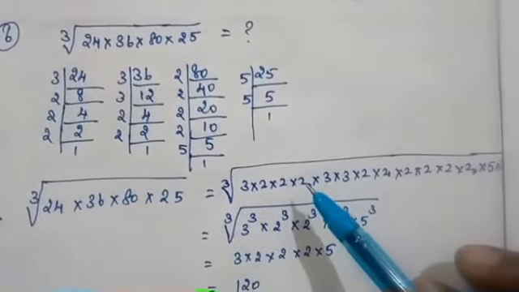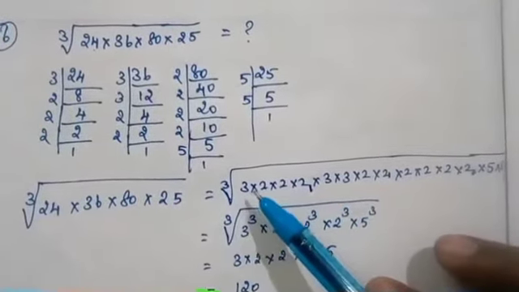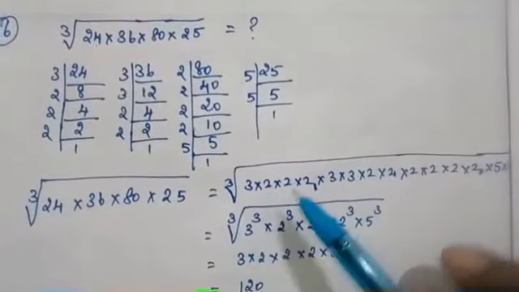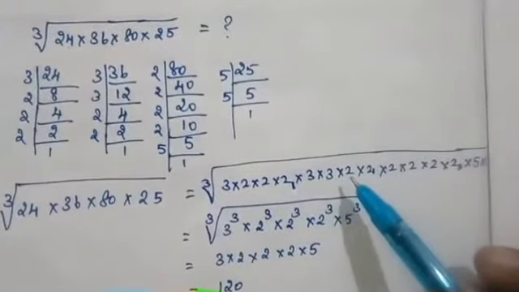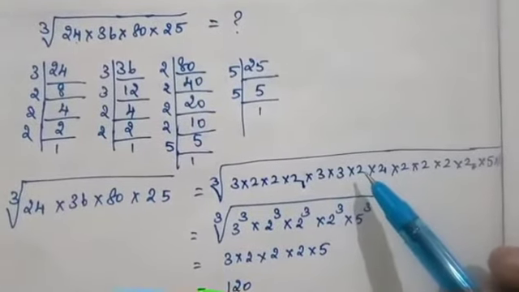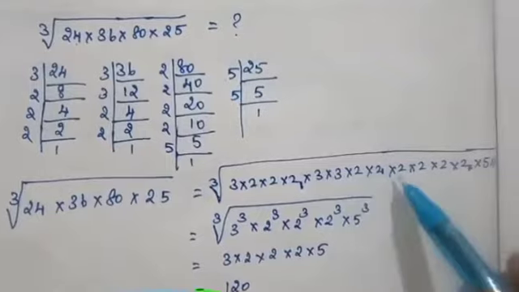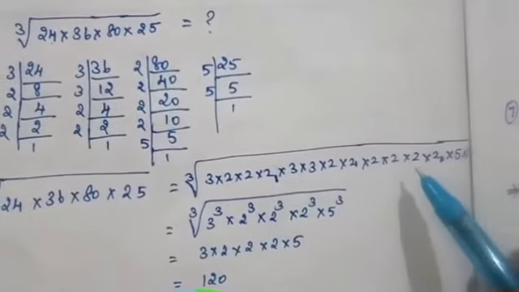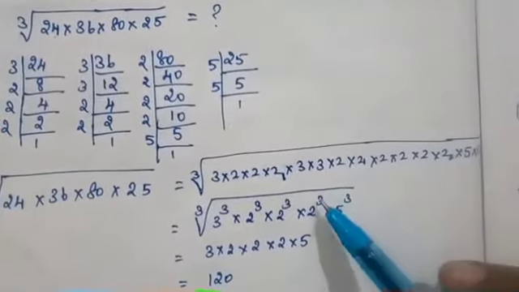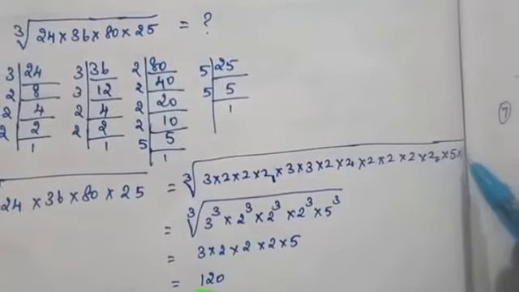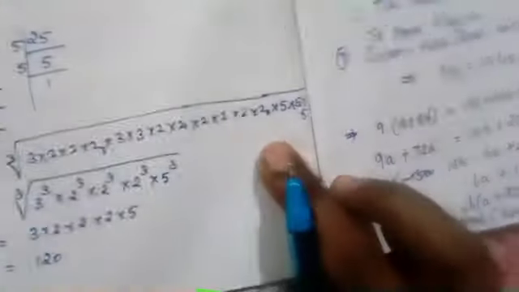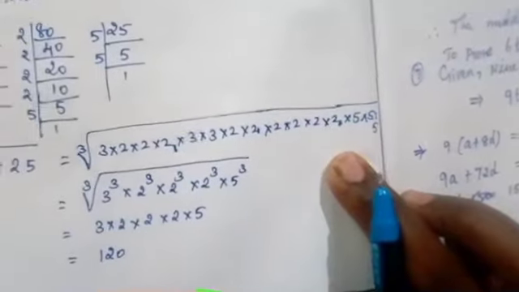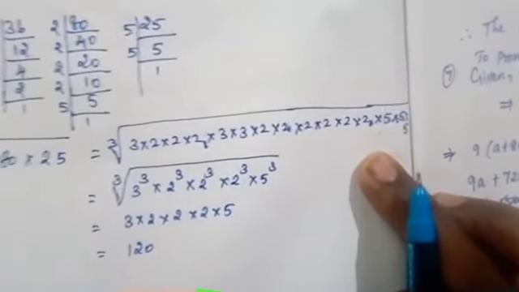Now make it a cubic number. Count the 3's: 1, 2, 3, so 3 cube. Count the 2's: 1, 2, 3, so 2 cube. Then again 2's, make a group of 3, make a cubic number: 1, 2, 3, again 2 cube. Then 5 into 5 is there. Here, listen, 5 into 5 into 5. 3 5's are there, so 5 cube.